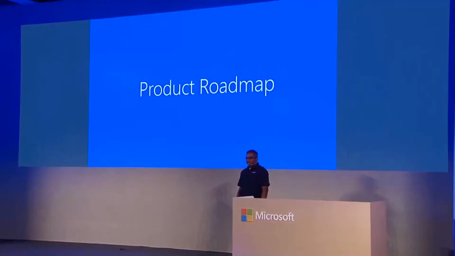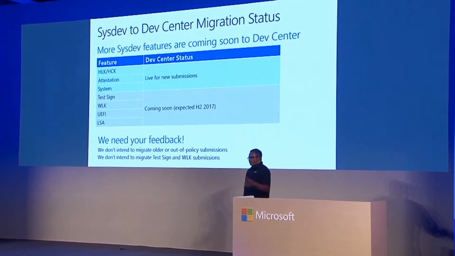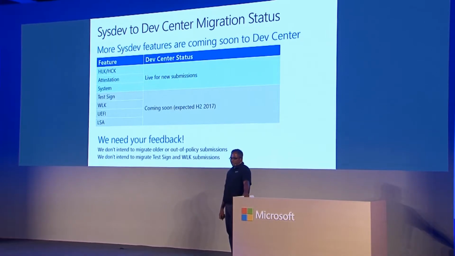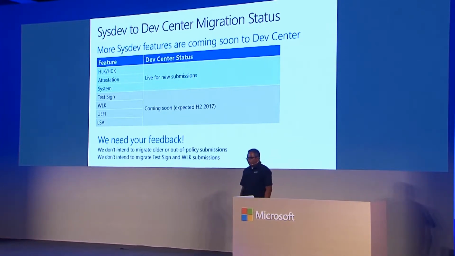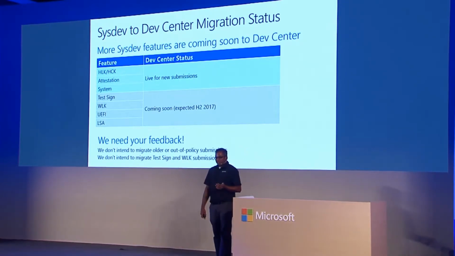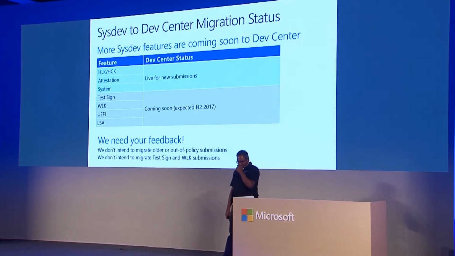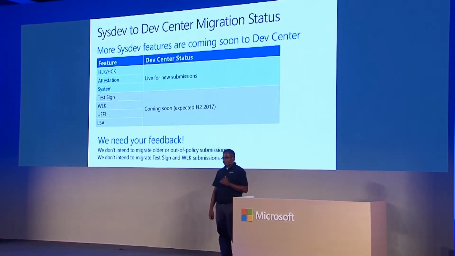So the last section I want to talk a little bit about what's in the road ahead and give you a sneak peek of what are some of the things that are top of mind for us. So the first is the SysDev to Dev Center migration status. As you're probably aware, we have opened up HLK, HCK, attestation, and system submissions in the new Hardware Dev Center. They're open submissions. We are actively working on the other features, test signing, WLK, UFI, and LSA. And we expect to deliver them by the end of this year.